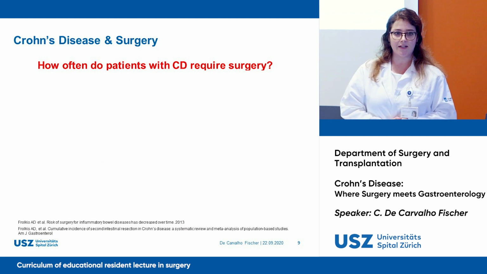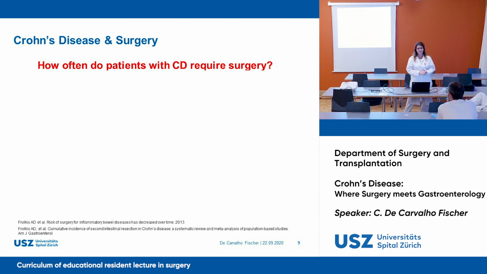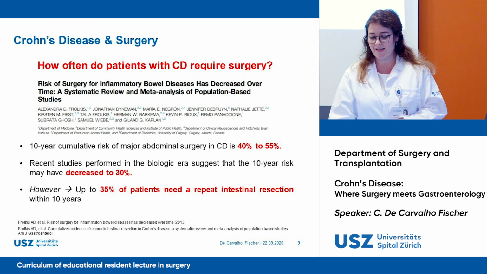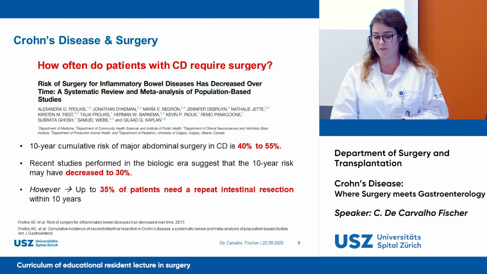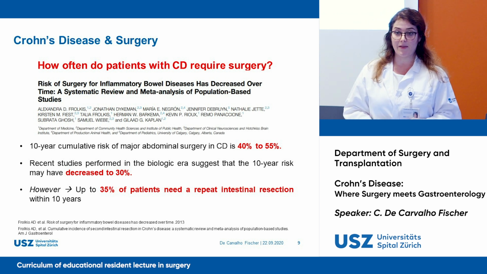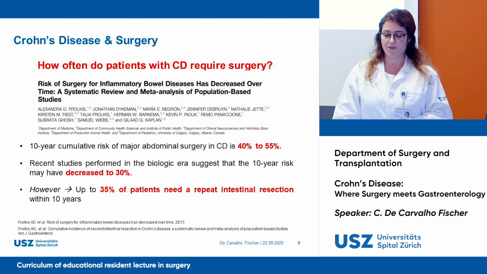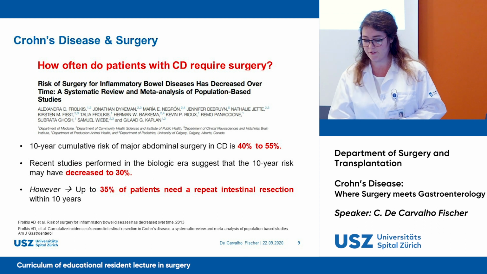Now, this question goes out to our surgical residents. How often do you guys think that Crohn's disease patients require surgery? Maybe about 50% of patients. Perfect. That is exactly it. So the 10-year cumulative risk of major abdominal surgery is 40 to 55%. Recent studies have shown that in the biologic era, this may have decreased to about 30%. However, up to 35% of patients who have had surgery will need another surgery at a later date.